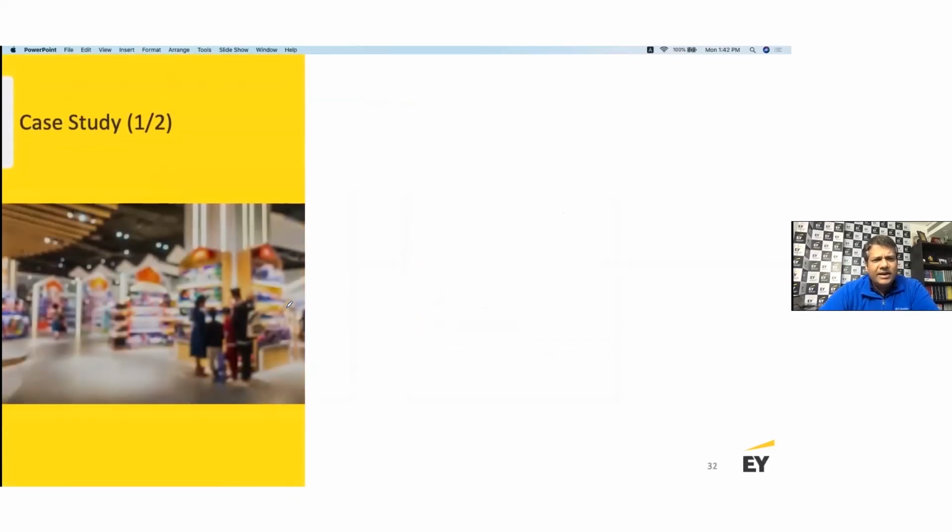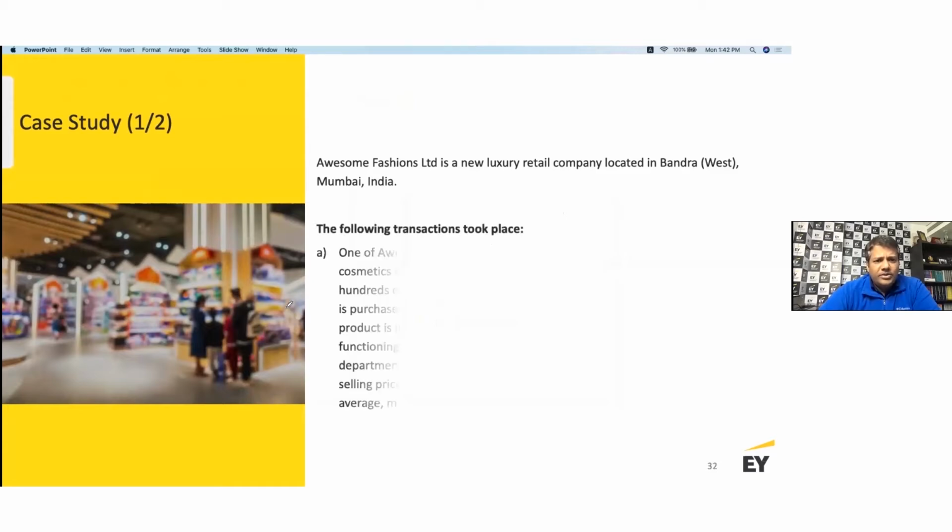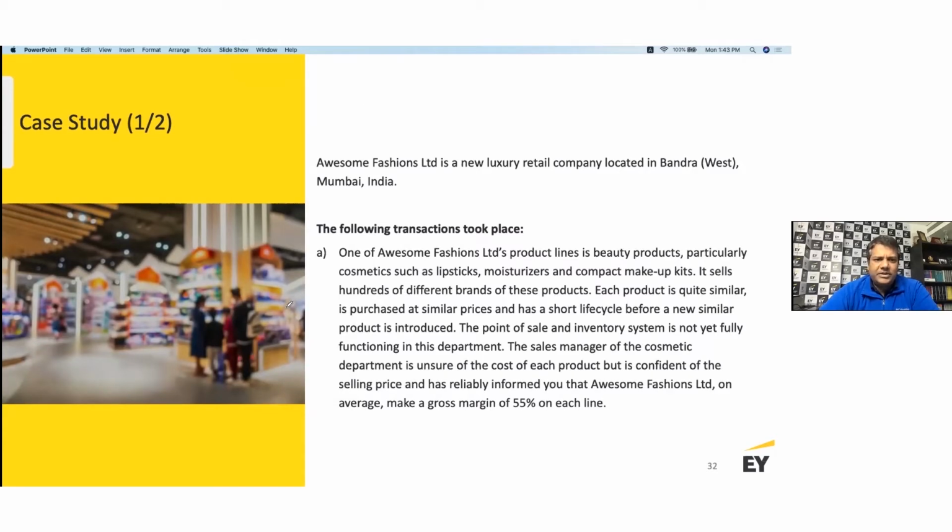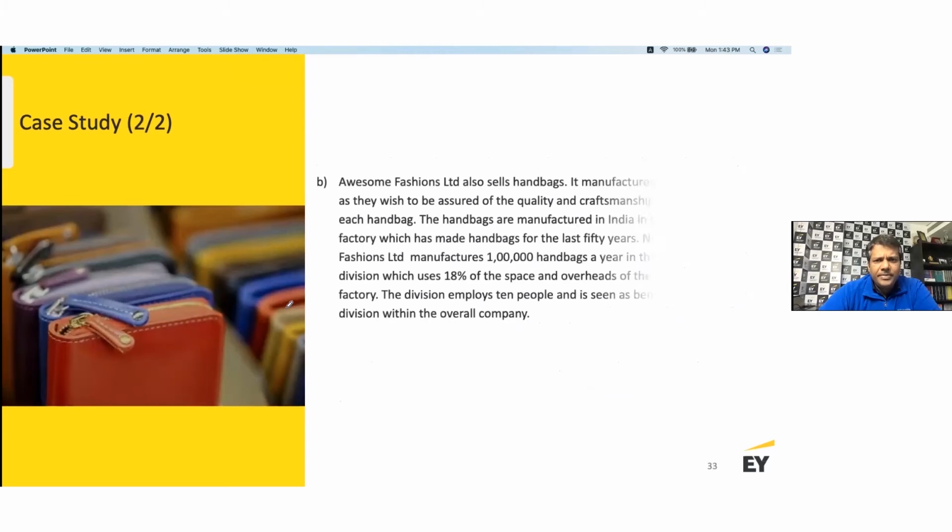So let's try and understand this with the help of an example. Awesome Fashions Limited is a new luxury retail company located in Bandra. The following transactions took place. For one of its lines, beauty products, Awesome Fashions Limited on average makes a gross margin of 55% on each line. Whatever my sales price is, I know it, and I make a gross margin of 55%. That's situation A.